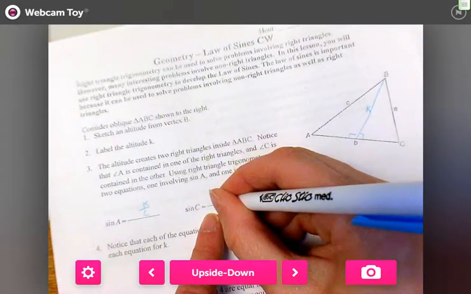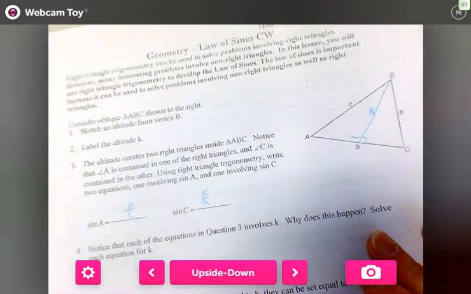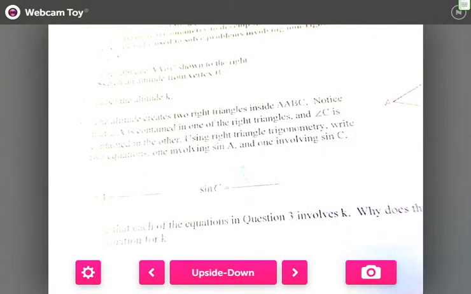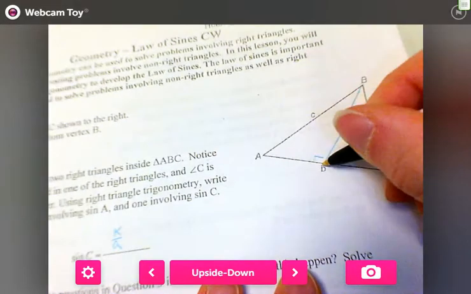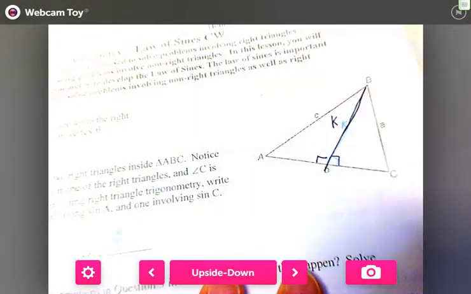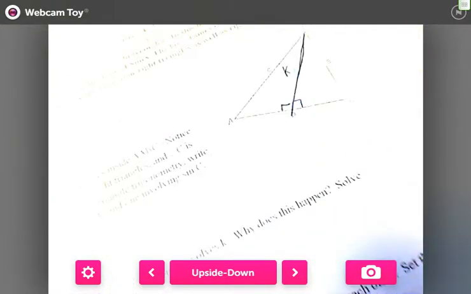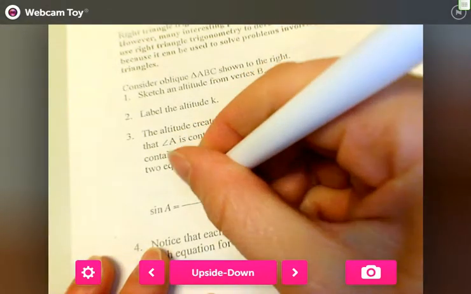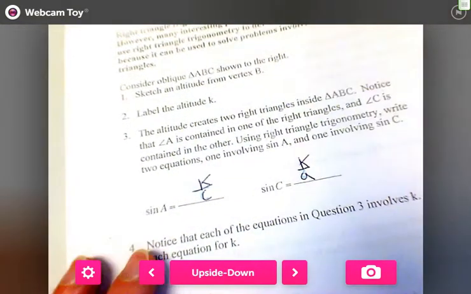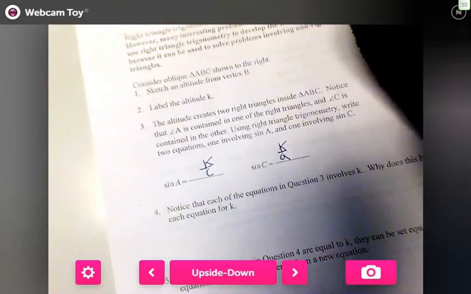How are we doing so far? I think that light blue is just a little too light. Okay. So we drew altitude K, forming two right triangles. And then we used the sine of A is K over c, and the sine of C is K over a. Is that better, guys? I'm going to zoom out just a little bit so we can see.